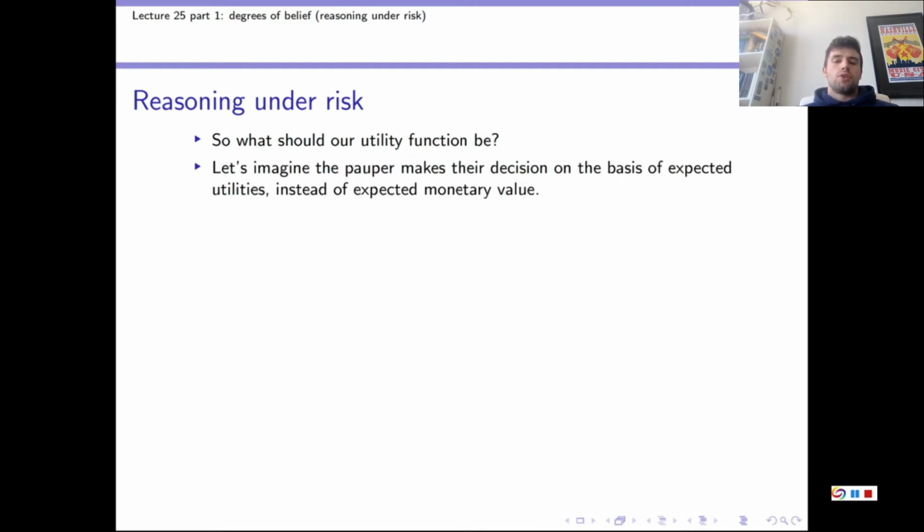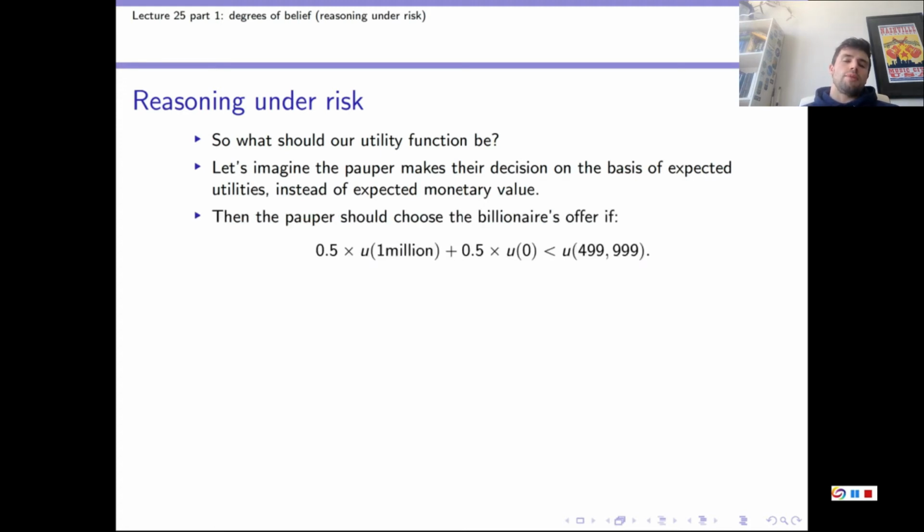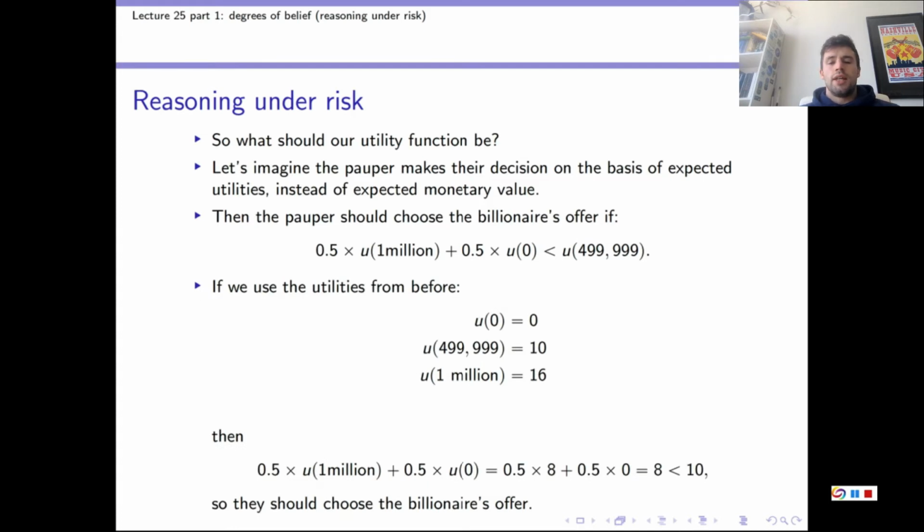The pauper should choose the rich person's offer in this situation as long as 1/2 times u of 1 million plus 1/2 times u of 0 is less than u of 499,999. Now if we use the numbers from the previous slide, then the left-hand side of this inequality is 8 and the right-hand side is 10. So if u of x takes those values, the pauper should accept the billionaire's offer if they use this utility function. Now there are, of course, other utility functions that decrease that we might use instead.